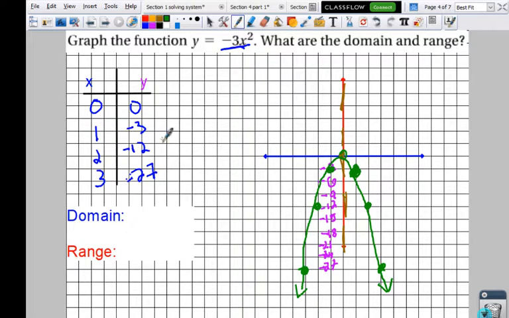Alright. So when we look at this, Gabe, what's our domain? All real numbers. Ashlyn, what's my range? My range is y less than or equal to 0, because I'm starting here at 0 and everything less than that.